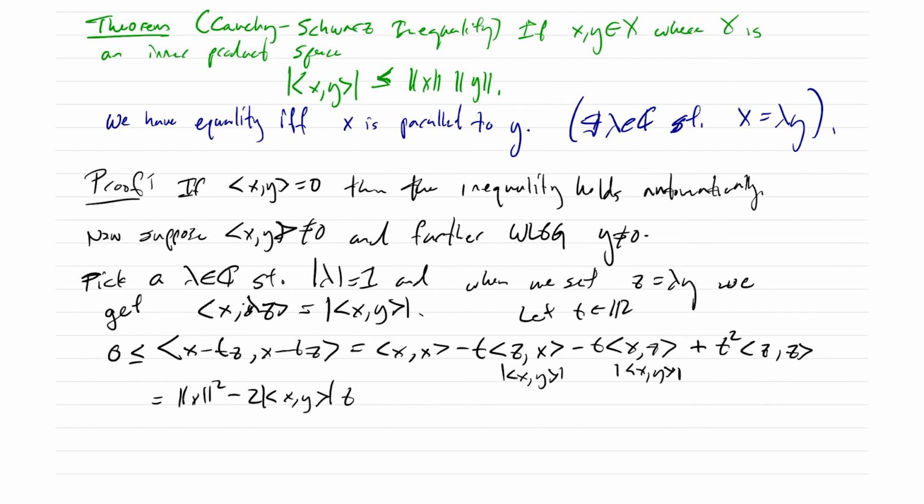And now we have plus the norm of z, which is actually the same as the norm of y squared, because if we have lambda times lambda bar, and these are both norm 1, this is equal to 1. So we can take those lambdas out and it doesn't make any difference. So we end up with the absolute value of y squared times t squared.